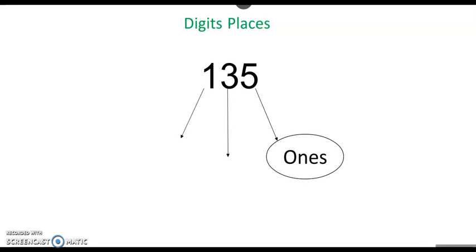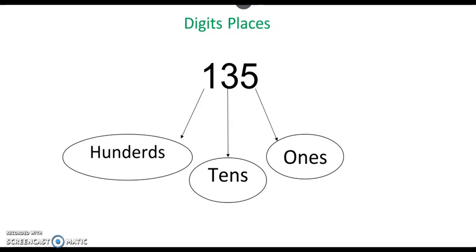The first one is ones, second is tens, third is hundreds. So the 5 is in the ones place, 3 is in the tens place, and 1 is in the hundreds place. Please focus on that because we will use this later in the lesson, especially the ones place. The ones place is the first digit on the right of any number.